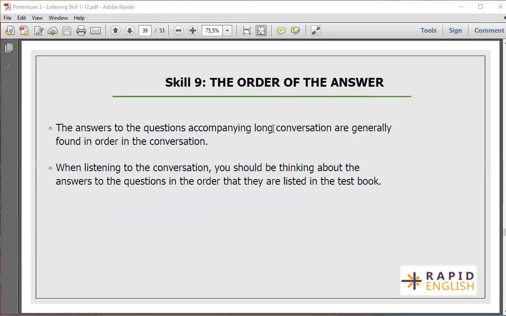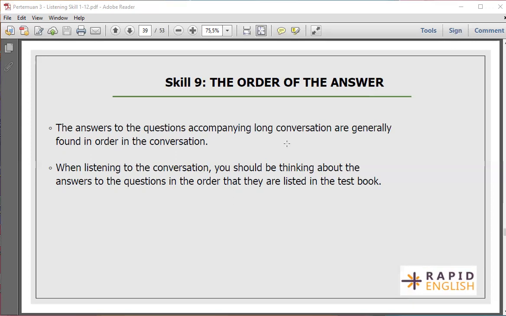Skill 9. Answers to questions accompanying long conversations are delivered in order. Maksudnya apa? Ketika dimulai, biasanya urutannya ya nomor pertama di atasnya, nomor keduanya di bawahnya lanjut. Maksudnya order answer itu urut jawabannya urut. Lokasi jawaban itu urut. Ketika yang tadi nomor 1, 2, 3, 4 gitu ya. Ada 4 number, ada long conversation, sudah jalan 5 detik, itu yang nomor 1.